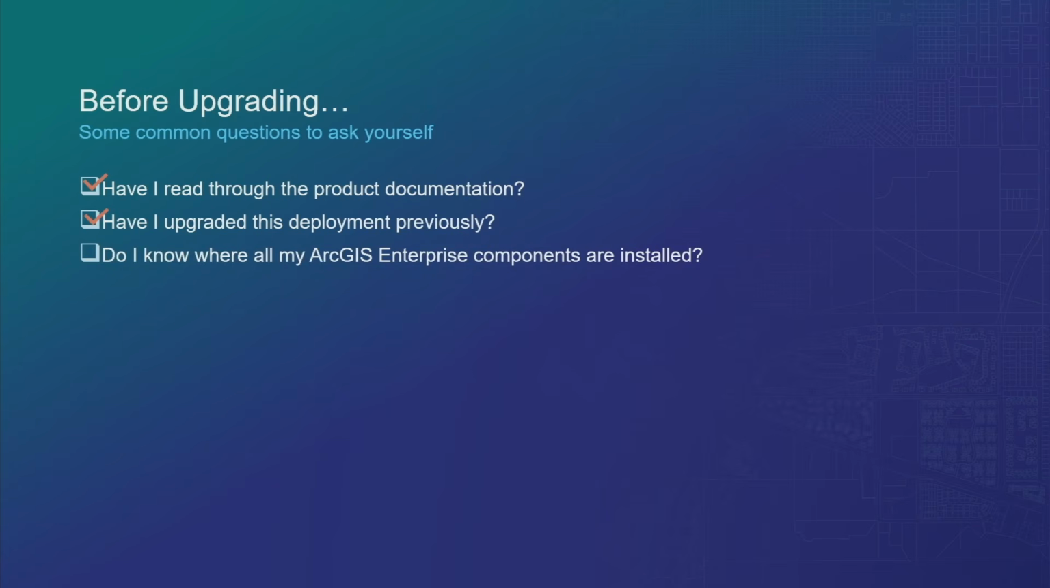Do I know where all my ArcGIS Enterprise components are installed? Another important one here: your components may be installed on a single machine. They may be spread across multiple machines. Before upgrading, take a look at your system architecture to make sure that you know all the machines you will need to do upgrades on. We would recommend that you run the configuration tool. It's a Python script that provides an output of your Enterprise and configuration information about your Enterprise deployment. It's a neat and handy tool, so use it.